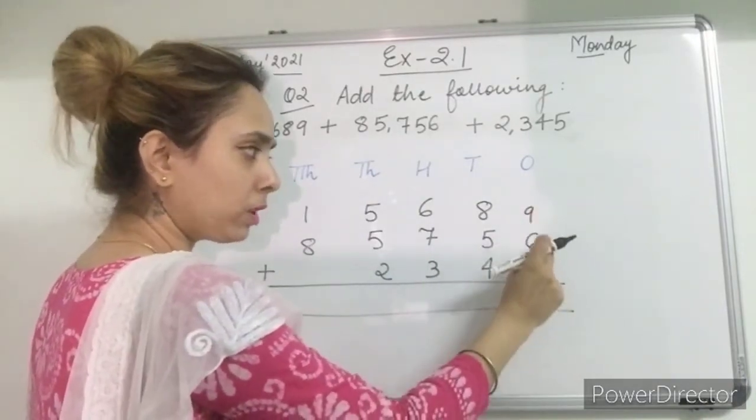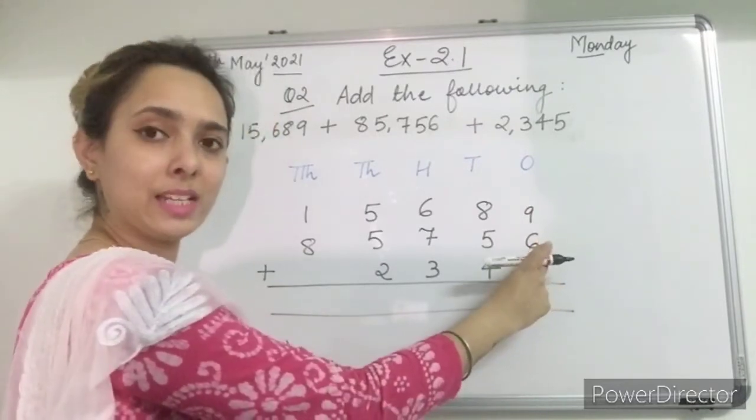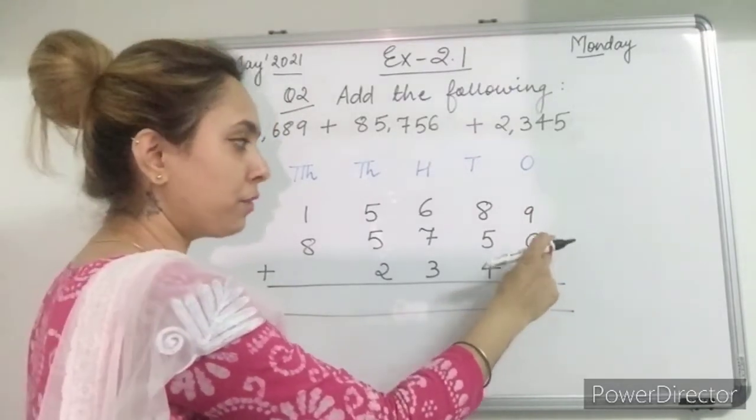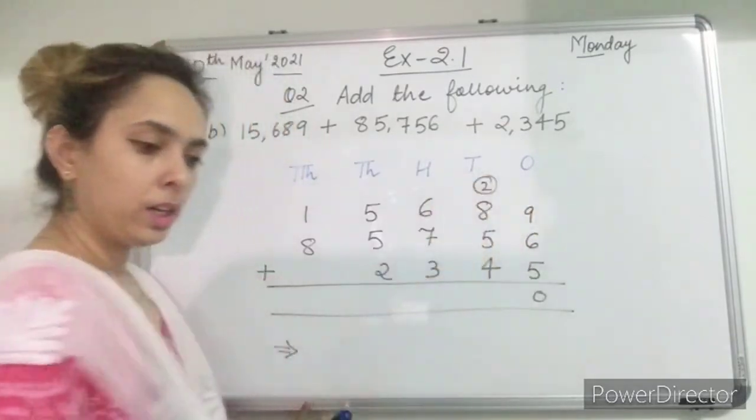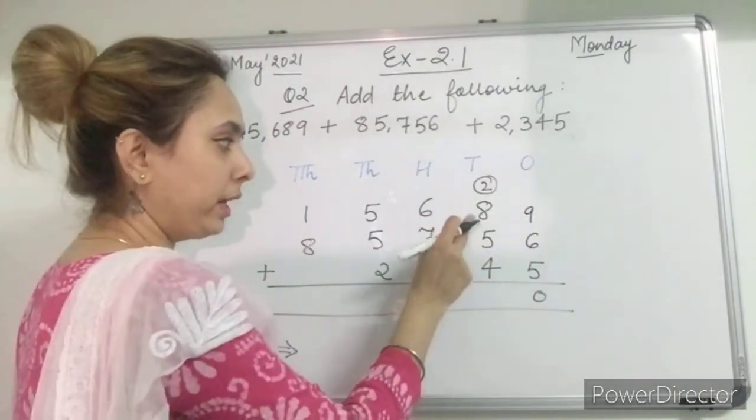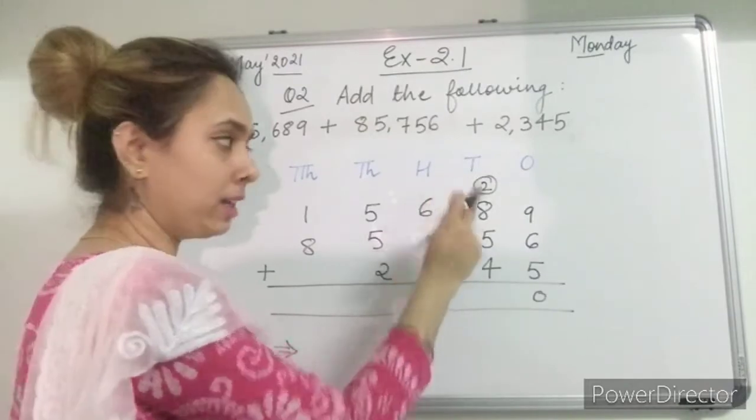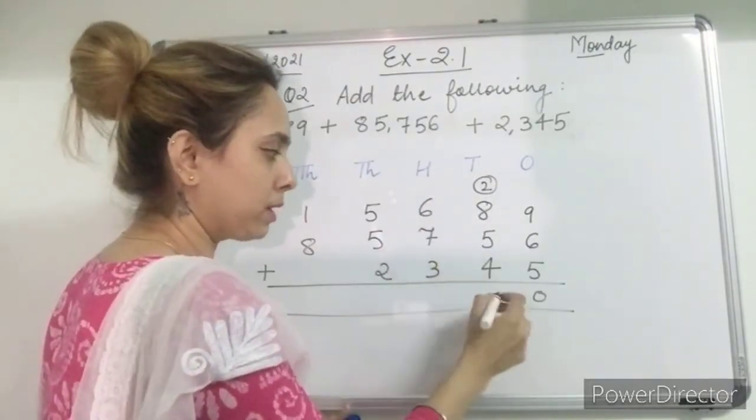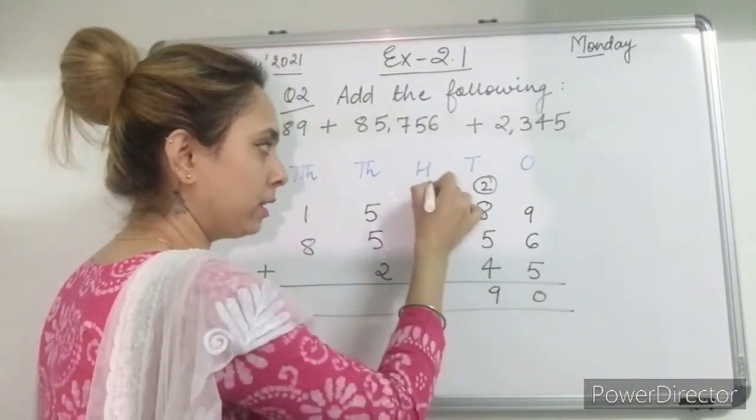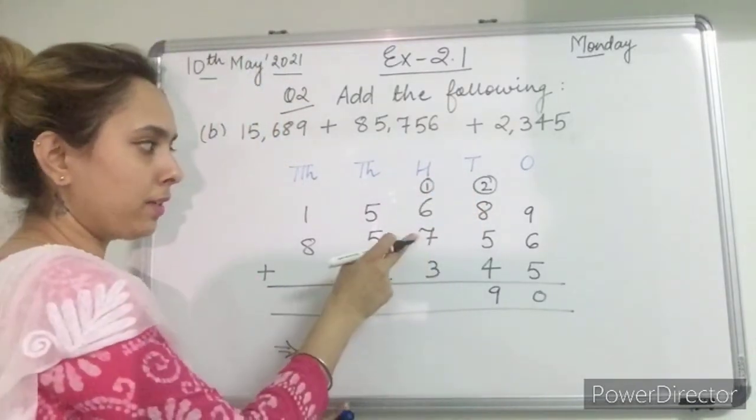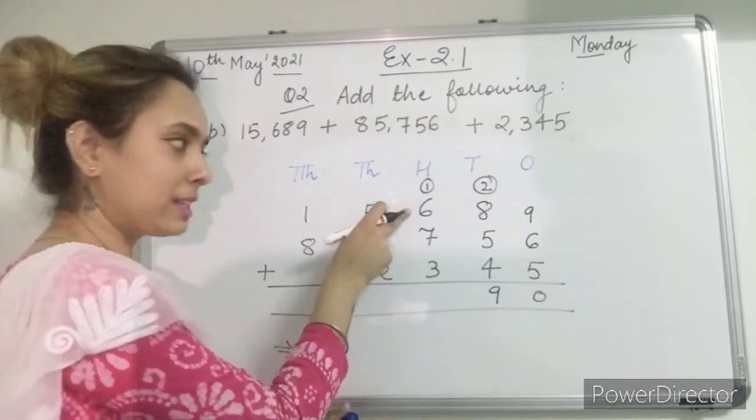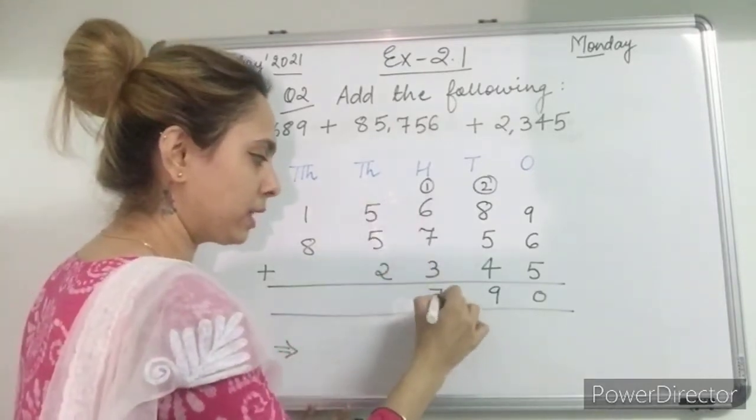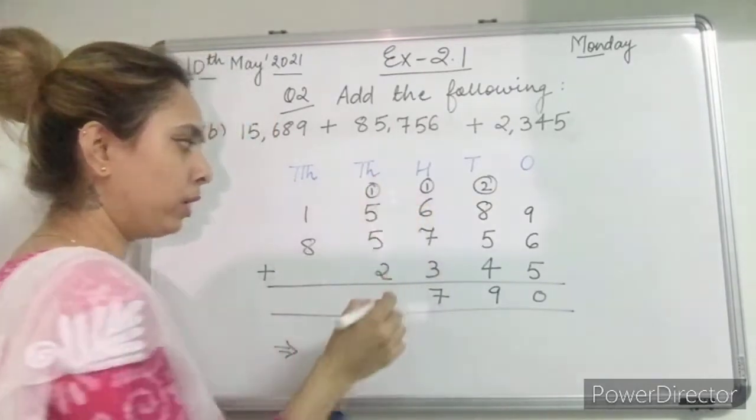9 plus 6 is 15. 15 plus 5 is 20. 2 will be carried over. Yes, students. Now 8 plus 2 is 10. 10 plus 5, 15 plus 4, 19. Again 7 plus 3 is 10. 10 plus 6, 16. 16 plus 1, 17. 1 will be carried over.